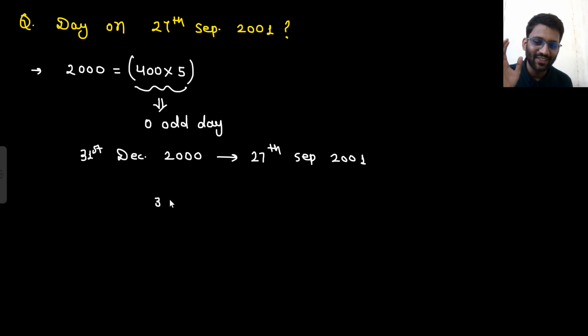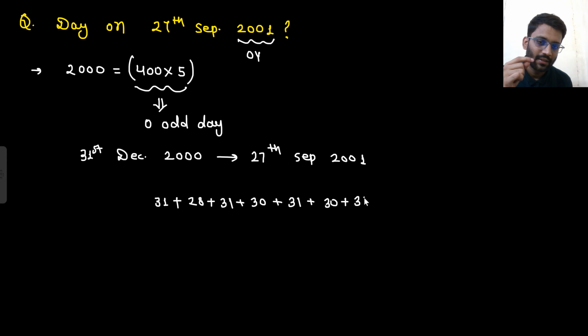In 2001, how many days will be in February? Is 2001 a leap year? No, it is an ordinary year. That means it will be 28 days. Then what will come? March 31. Then April 30, May 31, June 30, July 31, August 31, and September 27.